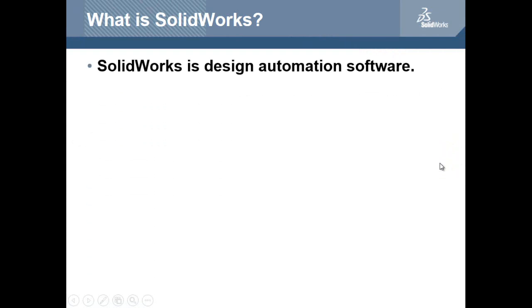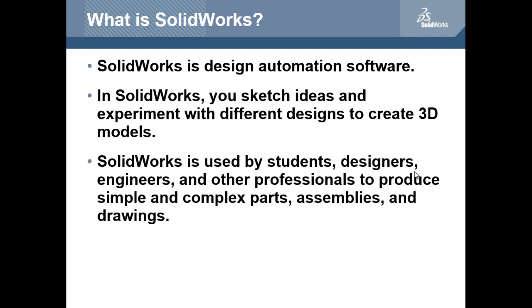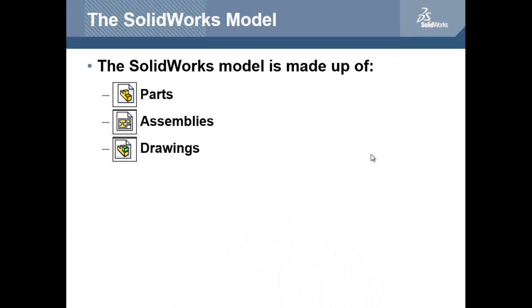What is SolidWorks? SolidWorks is design automation software. In SolidWorks, you sketch ideas and experiment with different designs to create three-dimensional models. SolidWorks is used by students, designers, engineers, and other professionals to produce simple and complex parts, assemblies, and drawings. The SolidWorks model is made up of parts, assemblies, and drawings.